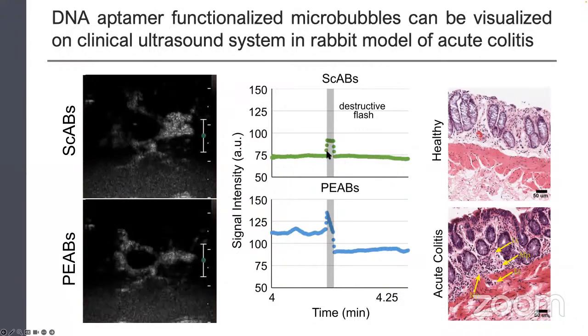So we were so happy with this data because what you can see here is with our control, after we initiated our destructive flash, we had the same signal before and after, which indicates we had no binding. And with our targeted microbubbles, what we saw here is a signal, we initiated our destruction, then we had a change. This indicated that this many microbubbles were actually sticking to the rabbit vasculature in the bowel, which correlated well with our histology. So we saw this nice influx of immune cells compared to our nice healthy tissue.